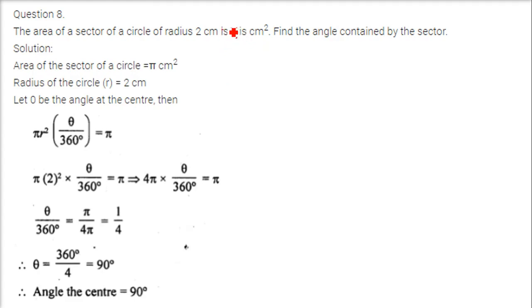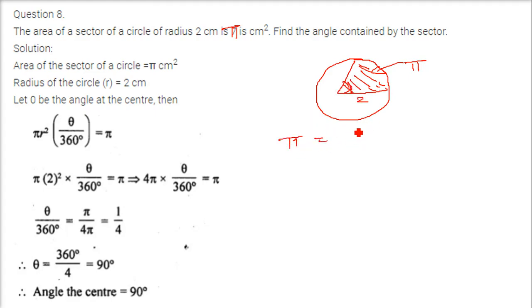The area of a sector of a circle of radius 2 centimeter is pi centimeter square. Find the angle contained by the sector. So in this case, we have radius as 2, right? And this region area is given as pi. We have to find out this angle.